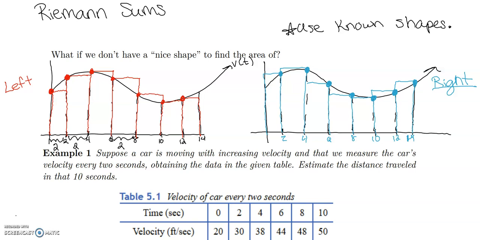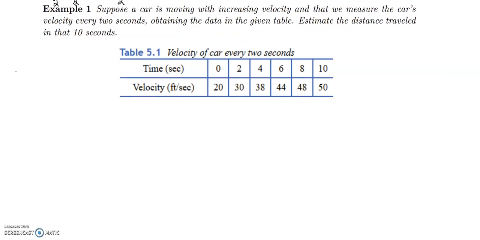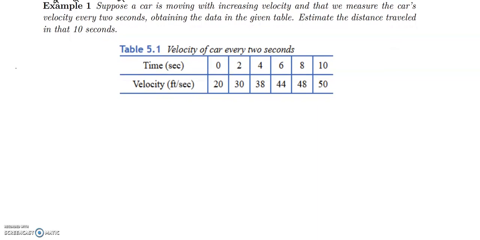So suppose a car is moving with increasing velocity that we measure, and we measure the car's velocity every 2 seconds, and it obtains essentially the data in the table that we're given here. So we want to estimate the distance traveled in that 10 seconds. So we kind of want to do what we were doing in the beginning, where we want to find the area underneath of this function.